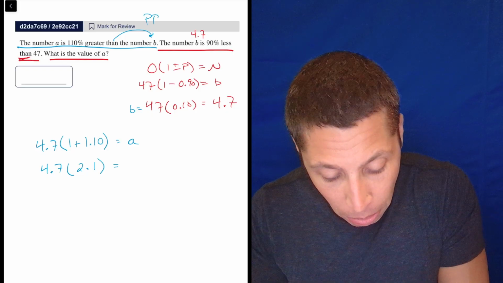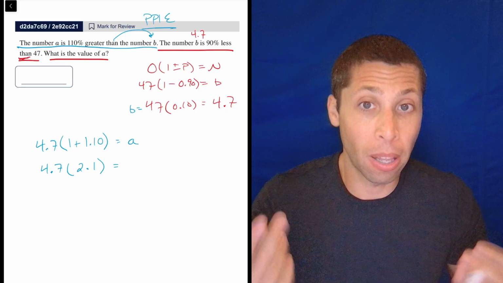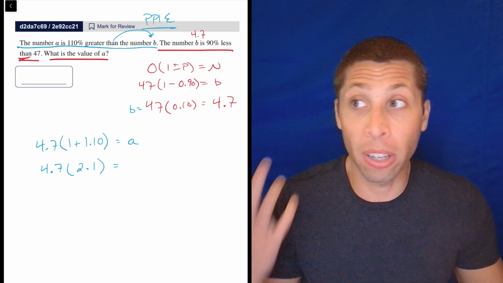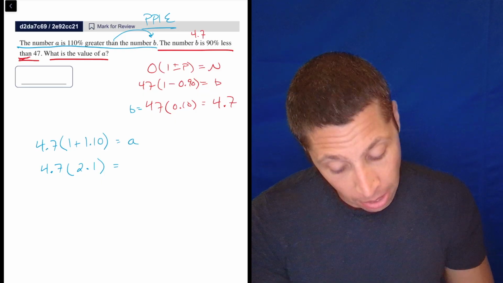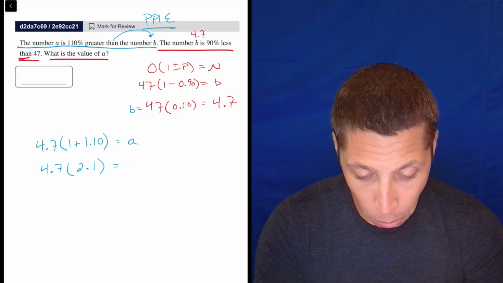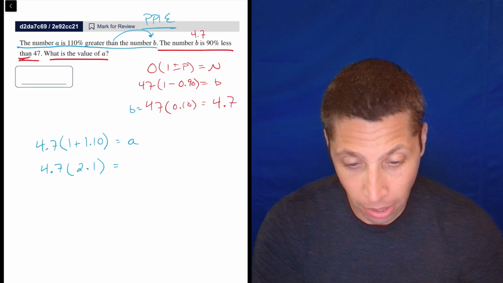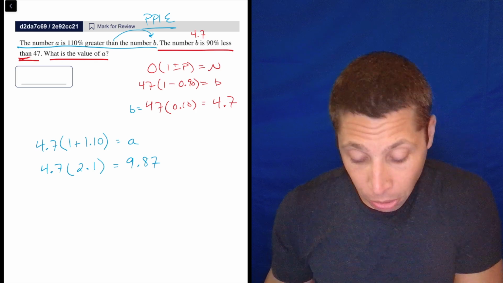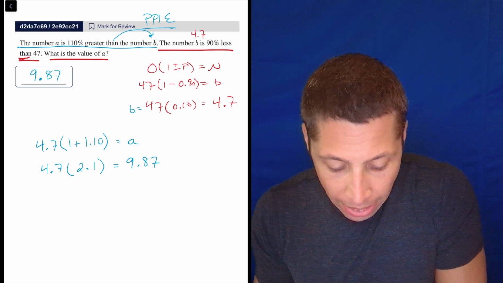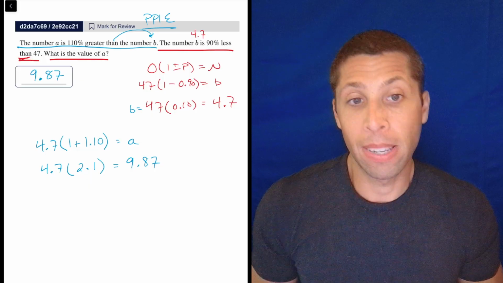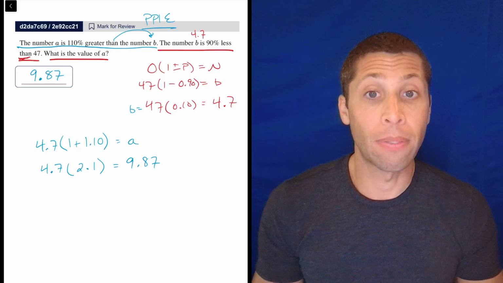And that's ultimately what pretty much every percentage question is. It's a plug points into equations question where we supply the correct equation because we have a formula memorized. So now, calculator, just let the calculator do the work. 4.7 times 2.1 is 9.87. That's the answer. Don't round it. They didn't say. So 9.87, that's it.